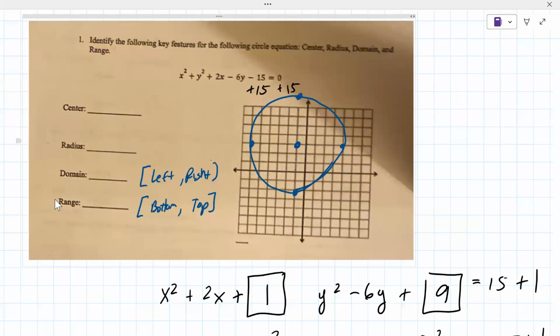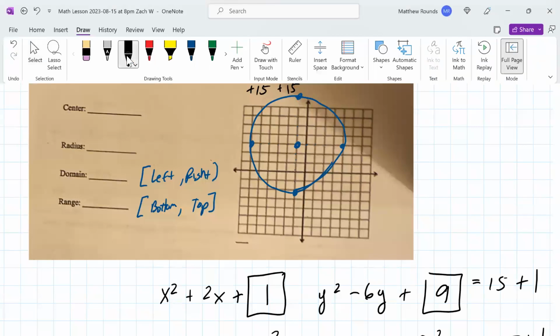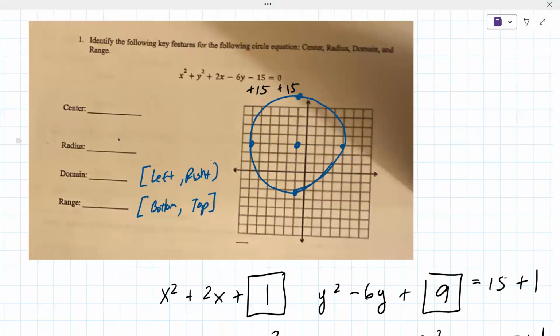All right, what did you come up with for domain and range? So for domain, I had the coordinates -6 and +3 and +4 and +3. And then for range, I had the coordinates of -1 and -2 and -1 and +8.